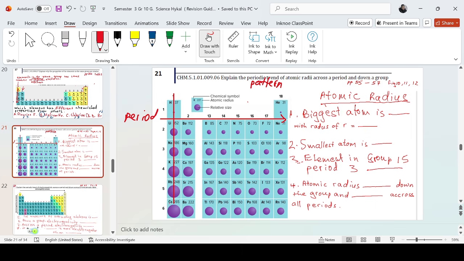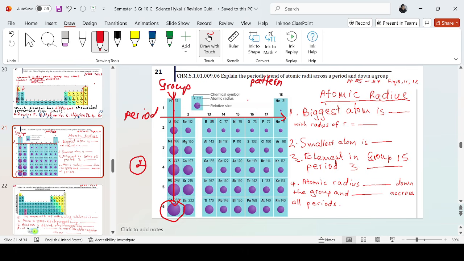We are going down a group. This is the atomic radius. It means how big it is from the center to the circumference. Look, down the group, the atoms are getting bigger. Across the period, from left to right, they are getting smaller.